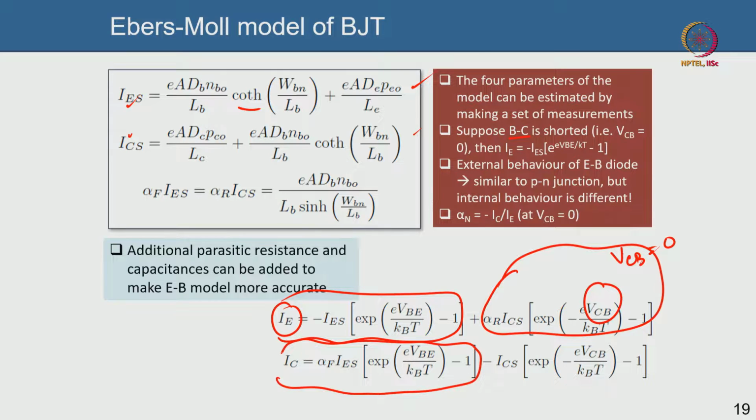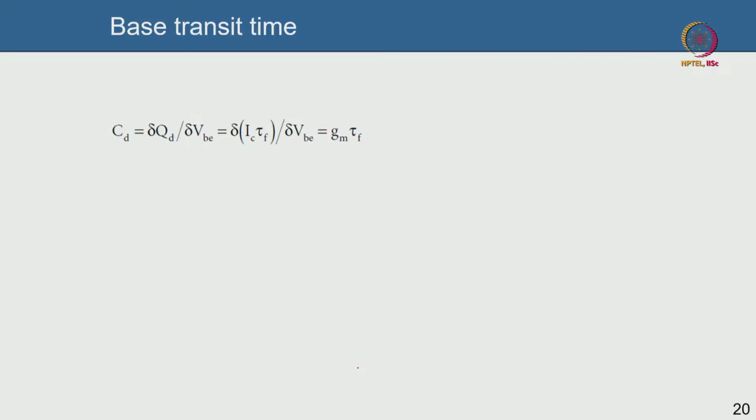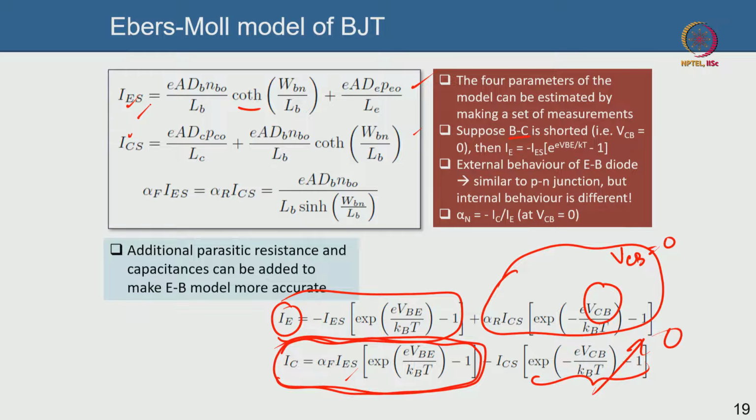So if you short the base and collector, then this quantity becomes 0. Then your collector current can be expressed as a function of this. If you know IES, which is this, correct, then from the base emitter voltage you can find out alpha F. Similarly for alpha R, you can short the base emitter, for instance, and keep the base collector at some reverse bias and you can get alpha R. So this is how you find out alpha R, alpha F.